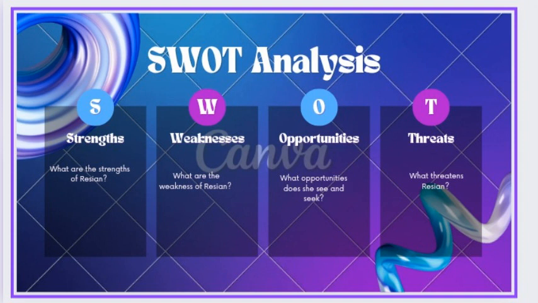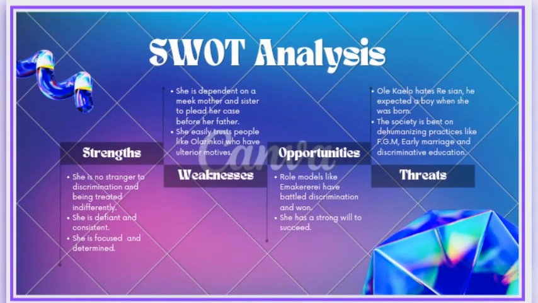What are the opportunities around Rizian? The first opportunity, she has role models like Makariri who have battled discrimination, and they are described as the enemies of Nasila. She has a strong will to succeed. She does not give up. She wants the education by every measure. When the father calls Joseph Parma to coach them in song and dance, she says she won't be taught anything but at university. And lastly, what are the threats?